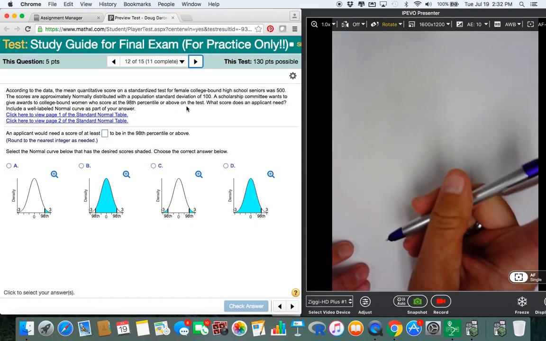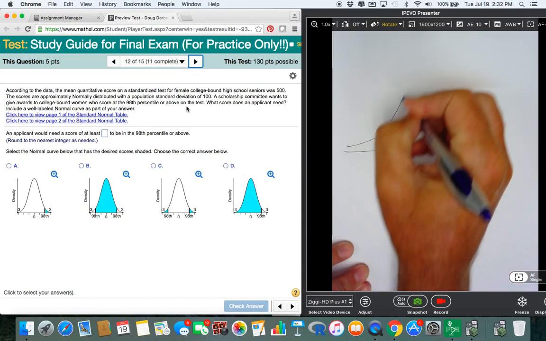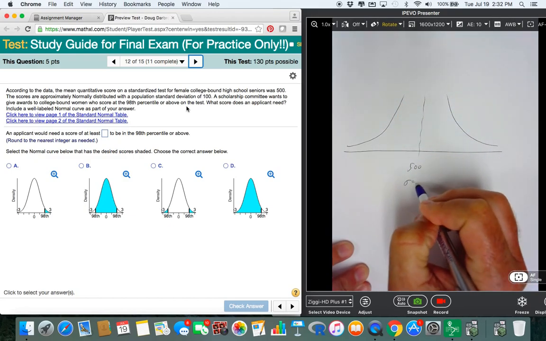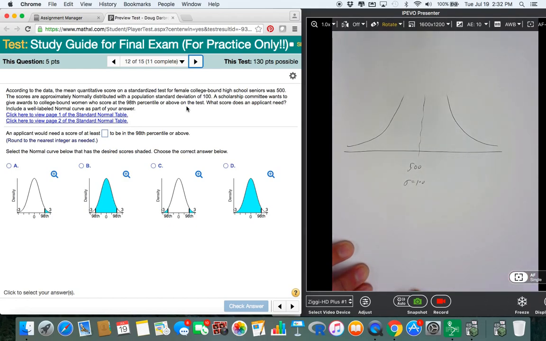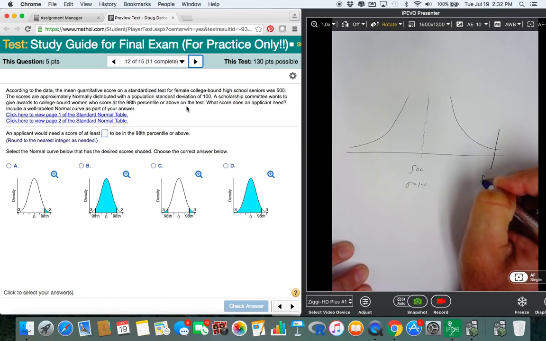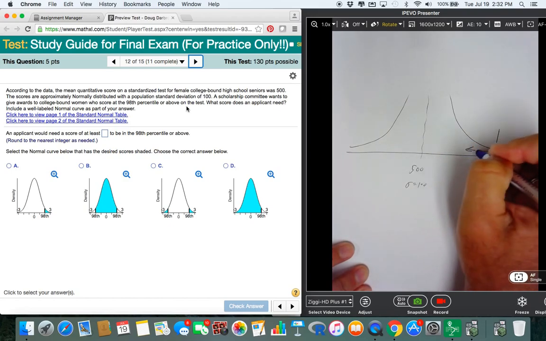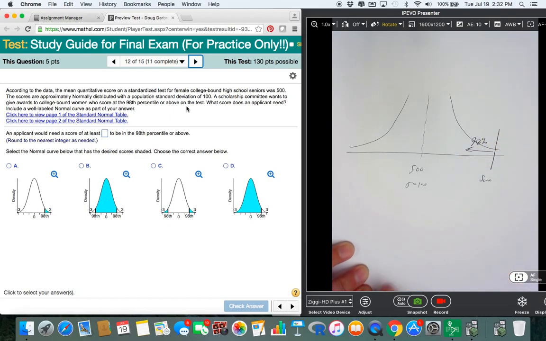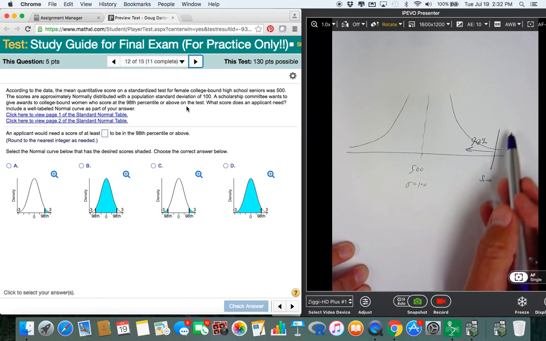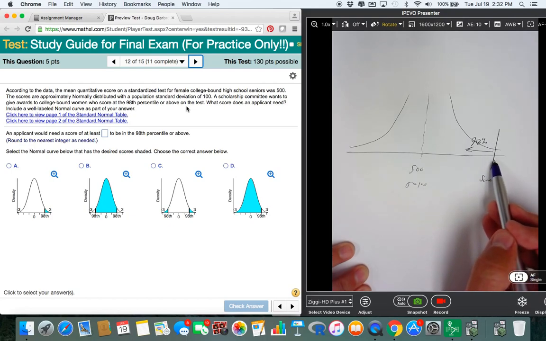In this situation right here, mean 500, standard deviation 100. We want the score, we know it has to be up here. It has 98% of the distribution below it. Couldn't be way over here, right? This is at the 50th percentile, in the 60th and the 70th. So the 98th percentile has to be a really big score and much higher than the mean.